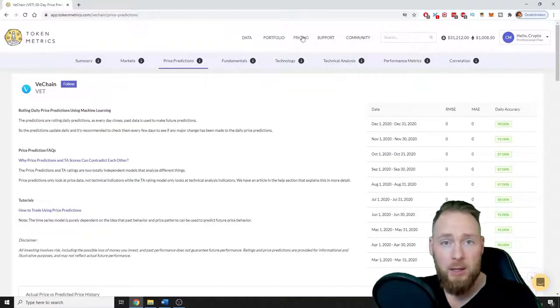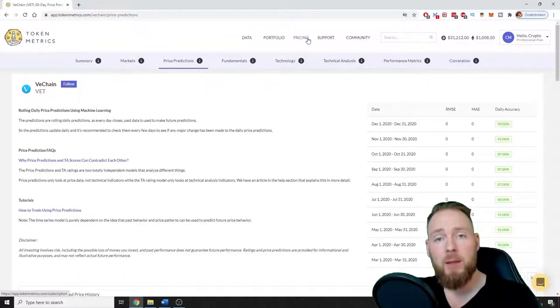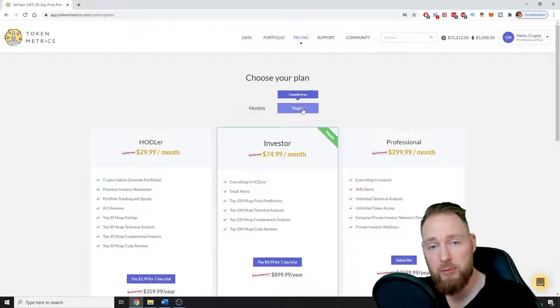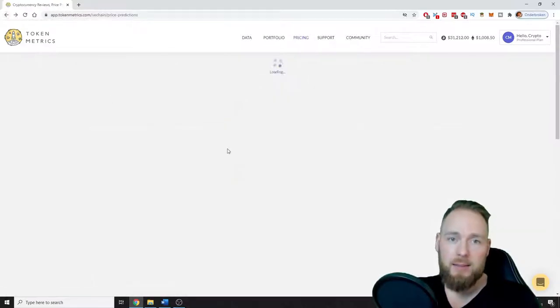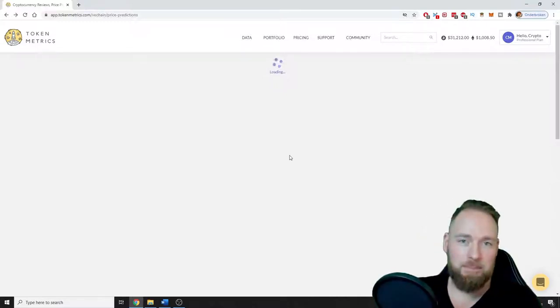You can go to pricing and you have the choice between three options: the professional plan, investor, or hodler. I have the professional plan, which if you buy it yearly, it costs $3,600. So you can make sure that the information on here is very, very interesting.